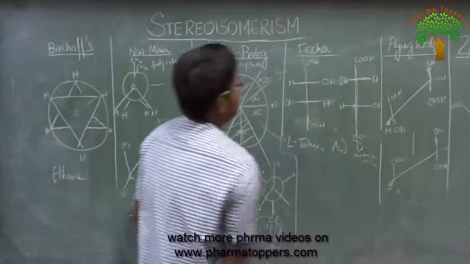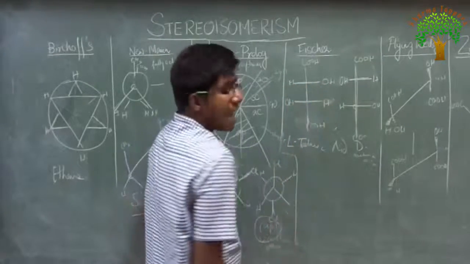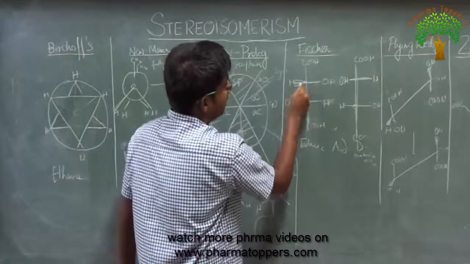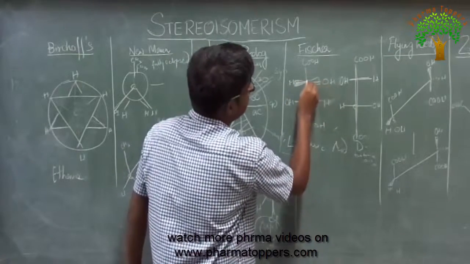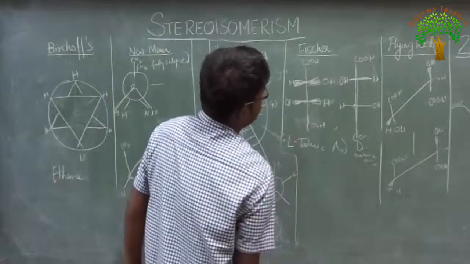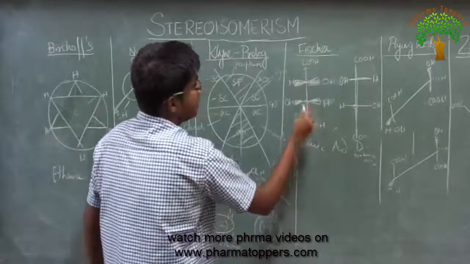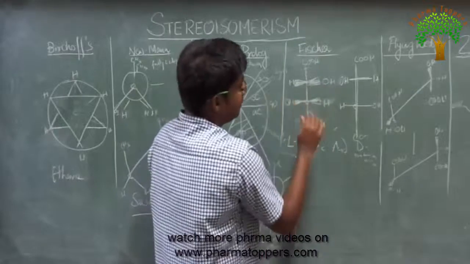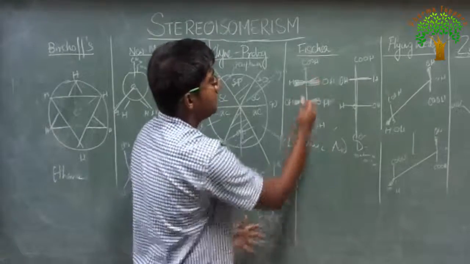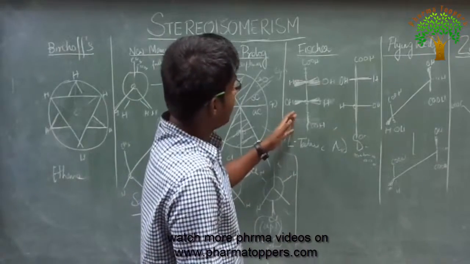Now, a very important thing about Fischer projection is that this horizontal line that you see over here is actually projecting towards you. We are drawing it like this, but actually it is like this. These horizontal lines are projecting towards you, and this vertical line is actually projecting away from you. This is the way you simplify it by drawing straight lines. The horizontal line is coming out of the ball towards you, and the vertical is going inside the ball, away from you. This is the way you represent a Fischer projection.